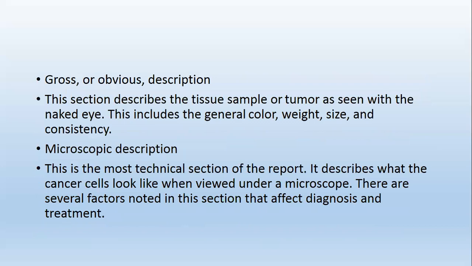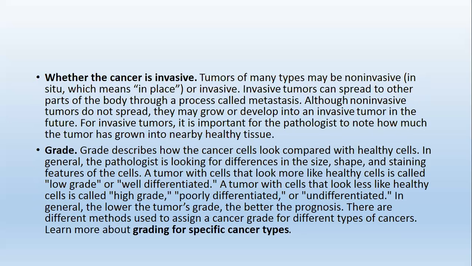tissues. Gross or obvious descriptions. This section describes the tissue sample or tumor as seen with the naked eye. They include the general color, weight, size, and consistency. Microscopic descriptions, like most technical sections of the report, describe what the cancer cells look like when viewed under a microscope. There are several factors noted in this section that affect the diagnosis and the treatment.